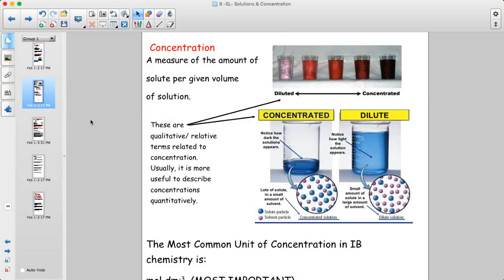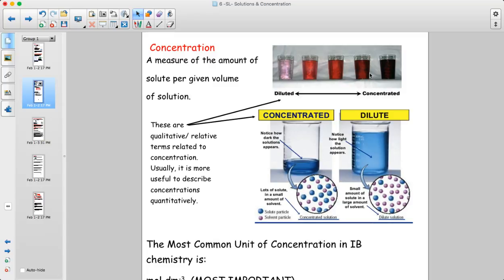So when talking about solutions, for us, it's going to be really important to be able to talk about them quantitatively. So we're going to talk about solution concentration. Concentration refers to how much stuff, how much solute is dissolved in a given amount of solvent. Now, the general qualitative idea of something being rather dilute versus something being very concentrated is fairly intuitive.